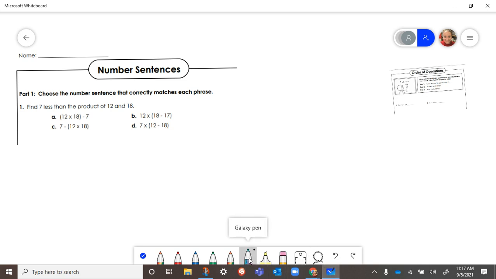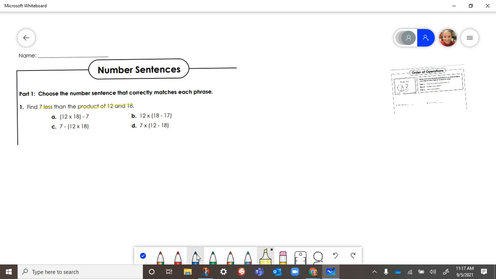So the first one on the number sentence part, where you're matching the statement with each expression, says find 7 less than the product of 12 and 18. Each one of these A, B, C, and D has a grouping. I see a grouping of 12 times 18, 18 minus 17, 12 times 18, and 12 minus 18. So I'm going to look at that part first. From the sentence, we're finding 7 less than the product of 12 and 18.